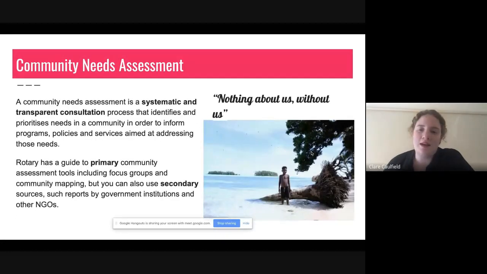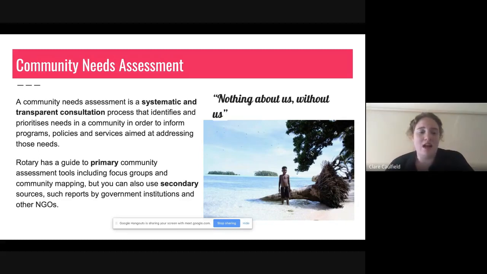A really good phrase here is "nothing about us without us." So if we are aiming to help a community, even if that is just the Australian public, maybe we want to do a mental health project, we want to know what has already been done in that space, what has already been identified, and how people are feeling about it. So a community needs assessment is a systematic and transparent consultation process, identifying and prioritizing the needs of a community in order to inform programs, policies, and projects that aim to address those needs.